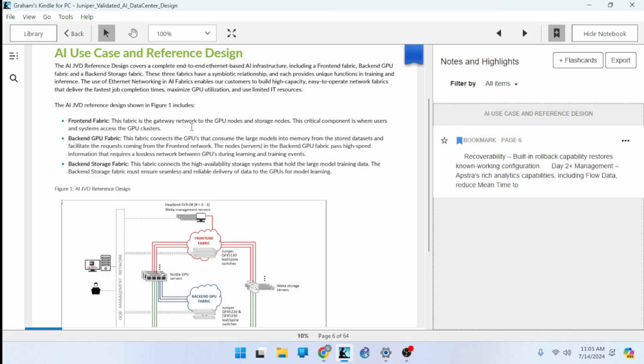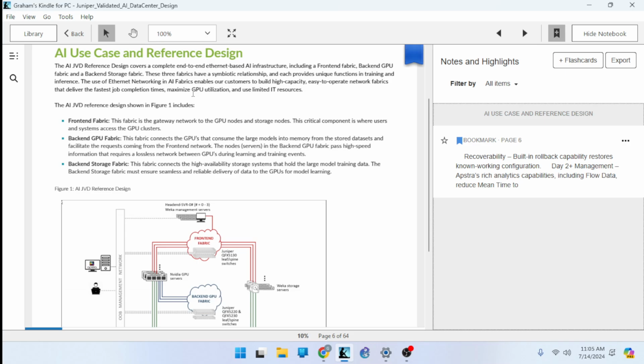The AI JVD reference design shown in Figure 1 includes front-end fabric. This fabric is the gateway network to the GPU nodes and storage nodes. This critical component is where users and systems access the GPU clusters. Back-end GPU fabric. This fabric connects the GPUs that consume the large models into memory from the stored datasets and facilitate the requests coming from the front-end network.